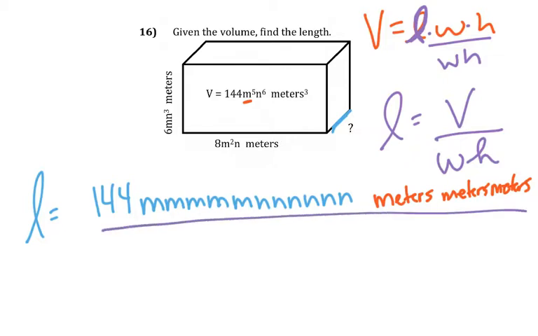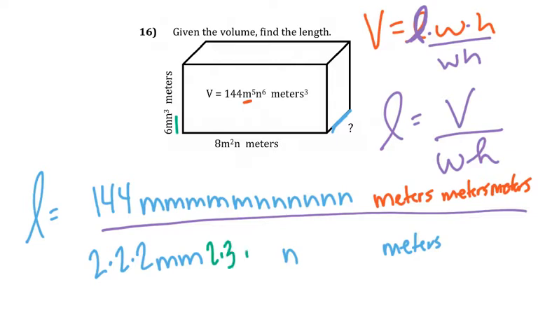And then I'm going to divide it by the width, which is either this one or this one. It doesn't really matter which one's which. So I'm going to write the 8. I'm going to go ahead and simplify this down. And then m to the 2nd, and then n, and then meters. And then times the height, and that's going to be my 6. So I'm going to write 2 times 3, and then m, and then n to the 3rd, and then that's meters.